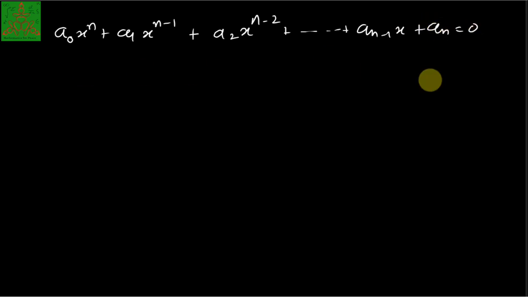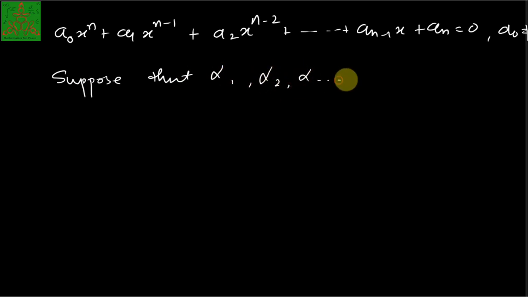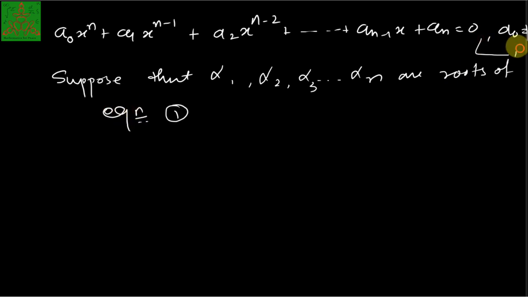Suppose this is the polynomial of degree n. So obviously this a0 will be non-zero. And suppose that alpha 1, alpha 2 up to alpha n are the roots of equation 1. What is equation 1? I can say this is equation 1. Then the relation between alpha 1, alpha 2 up to alpha n and a0, a1 up to an is: alpha 1 plus alpha 2 up to alpha n will be minus a1 upon a0.